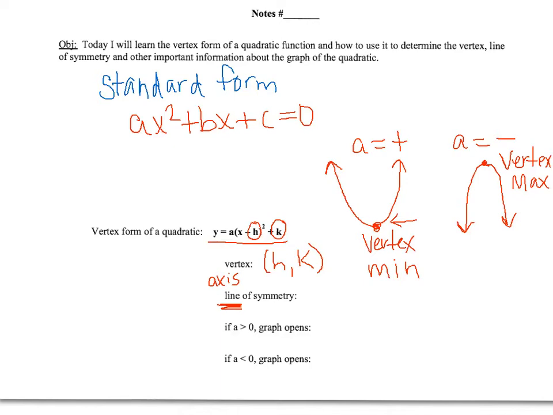Now, where is the line of symmetry? Well, you can kind of guess where it's going to be. It's going to go right through the vertex. It's going to be a vertical line that is going through the vertex. So over here, my line of symmetry goes right through the vertex. It is a vertical line. Okay, why do we call it the line of symmetry? It's because the quadratic is symmetrical on either side of that line.